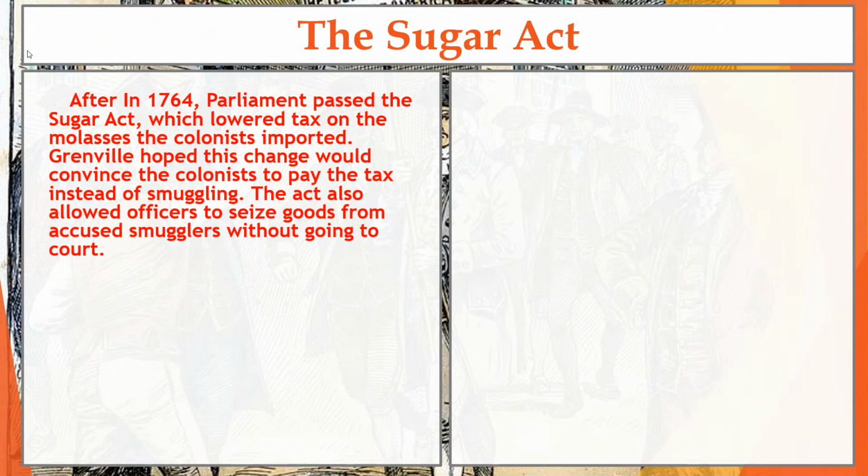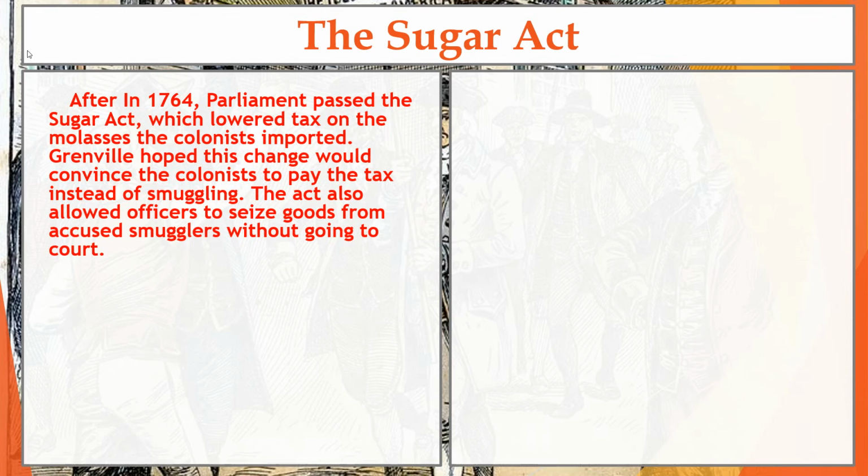Okay, let's move on to the Sugar Act. This one's a nice short paragraph. After 1764, Parliament passed the Sugar Act, which lowered the tax on molasses the colonists imported. Why would they do that? I'm asking questions as I go along. Grenville hoped this change would convince the colonists to pay the tax instead of smuggling. The act also allowed officers to seize goods from accused smugglers without going to court.